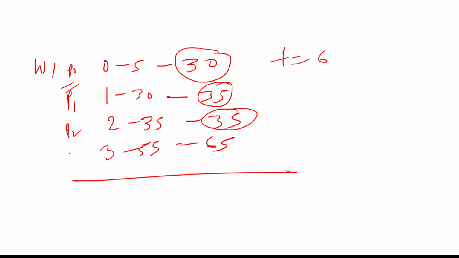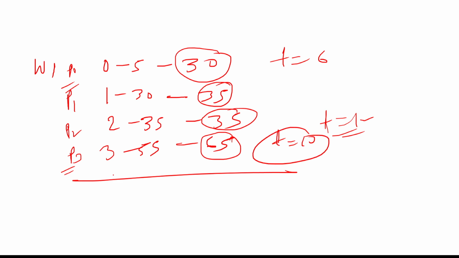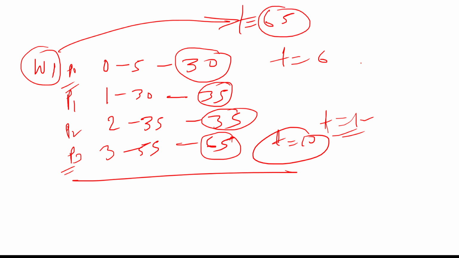Okay, when we talk about portion 3 at wizard 1, let's suppose it arrives at t equal to 12. It must wait until 55, so it starts at 55 and takes 10, finishing at 65. So this is what we can say: wizard 1 finishes at t equal to 65.